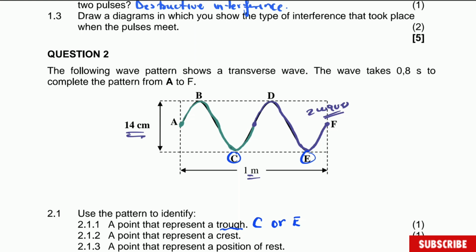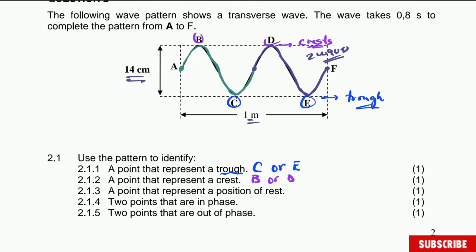Okay, now a point that represents a crest. The crests are the points on top. Let's first use the opportunity and write that there are troughs here, and then the ones on top, these ones are the crests. Those are the crests, and will be B and D, either one, B or D.